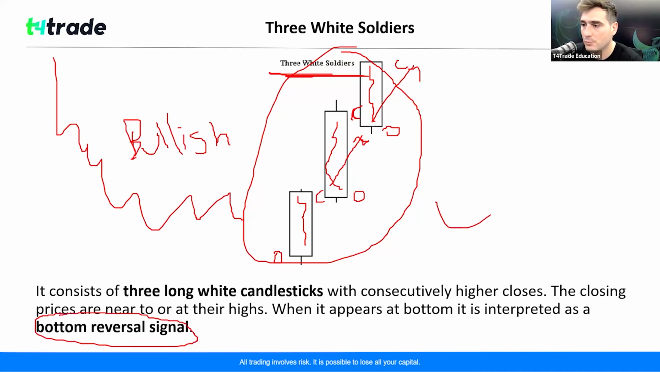Okay, pretty self-explanatory. Okay, so three long white candlesticks with consecutively higher closes. Closing prices are near to or at their highs. When it appears at the bottom, it is interpreted as a bottom reversal signal.